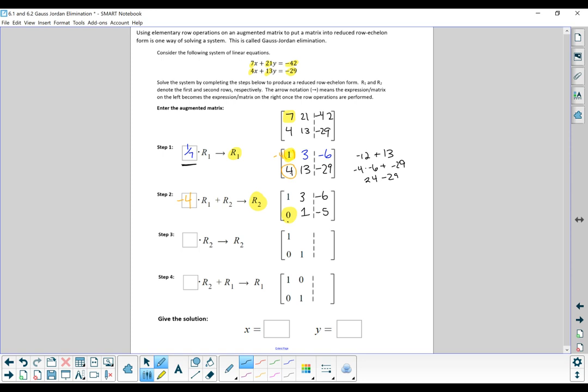Okay, so we've finished step 2. If I look at step 3, the thing that I need is a 1 right here. So I need to multiply row 2 by something in order to get this new row 2 with a 1 in this position. Well, if I look at that prior spot on the matrix, it is a 1. So the number that I need to multiply is 1.